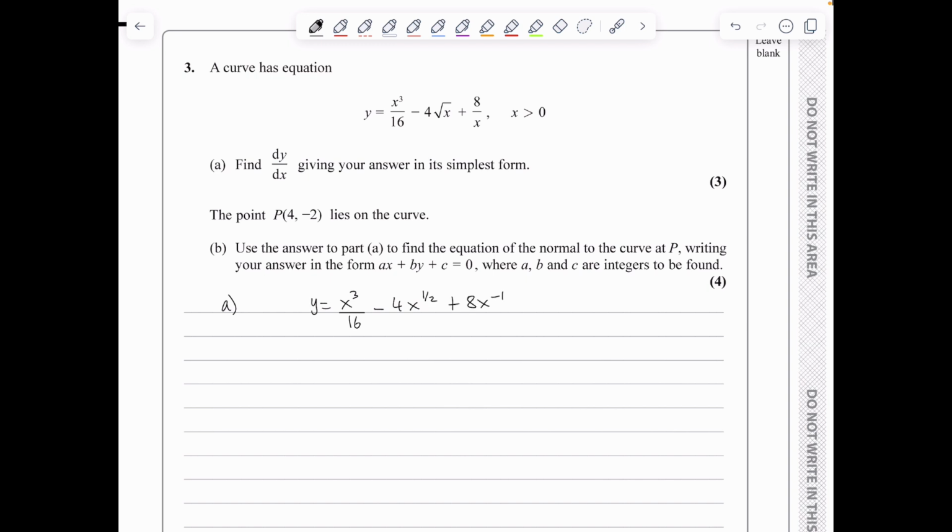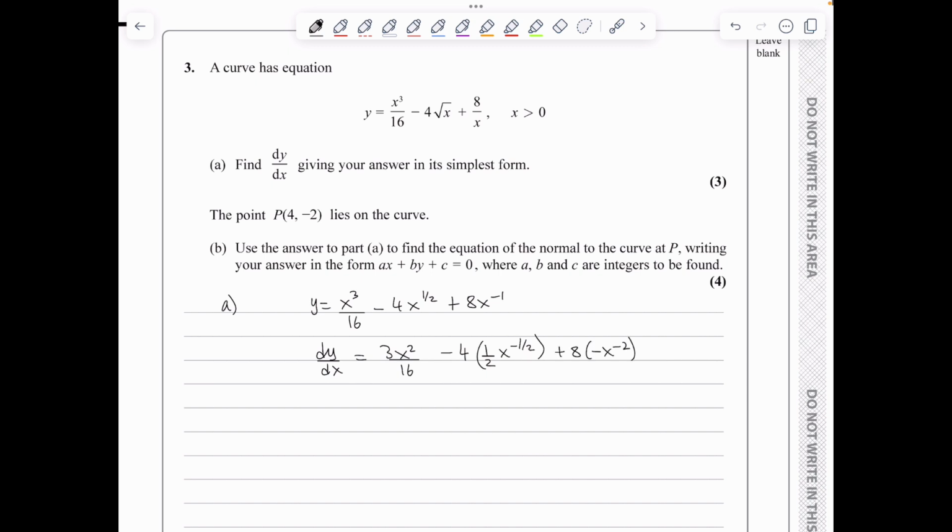Well, we know that when we differentiate, we multiply by the power and we deduct 1 from the power. So this is giving me 3x²/16 minus 4 times a half x^(-1/2) plus 8 times -x^(-2).